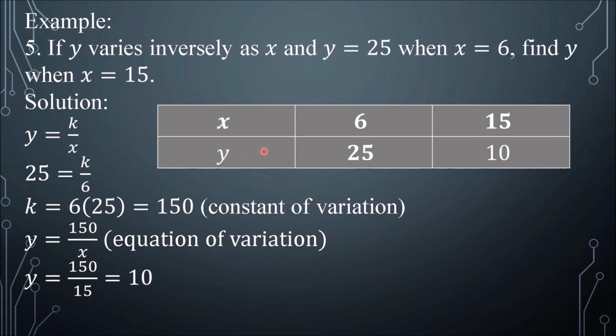So as you can see, because this is an inverse variation, as x increases from 6 to 15, y decreases from 25 to 10. So this is an indication that the problem is an inverse variation.